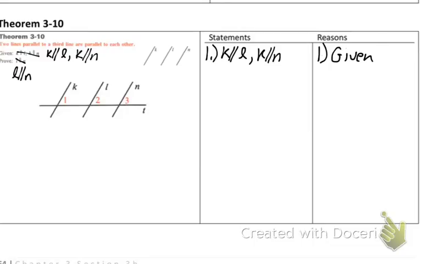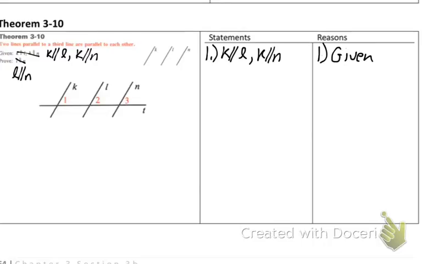So our whole goal is to prove that L is parallel to N. I want to somehow prove that angle 2 is congruent to angle 3. As soon as I can say angle 2 is congruent to angle 3, we are done. We say because of the corresponding angles converse, they're parallel. So let's go ahead and show that angle 2 is congruent to angle 3.